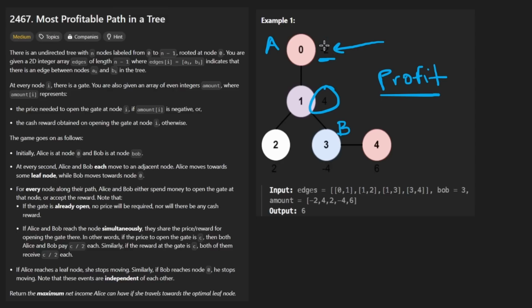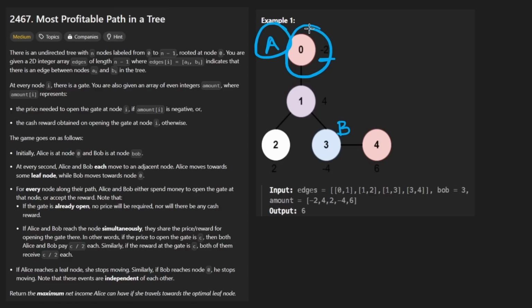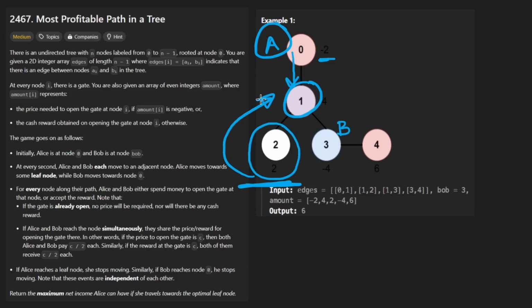And so what we want to do is have Alice traverse the tree such that she keeps moving down until she reaches a leaf node. So in this case, she really doesn't have any choices. She has to go to node 1, but then she has a choice. She could either go to node 2, in which case she reaches a leaf node, nowhere to go from there, and then she will stop. She's never going to move back up to a previous node.